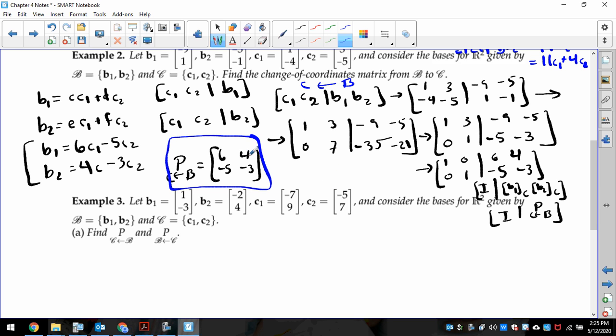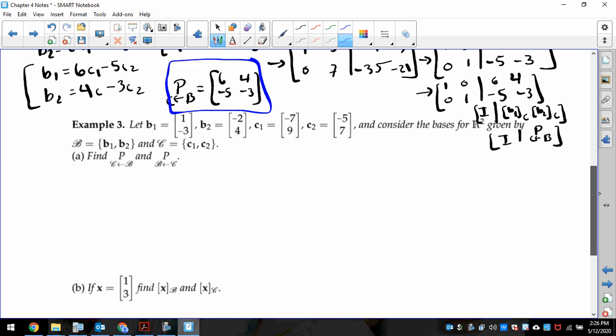So this notation is actually quite helpful because it helps you remember what direction things are supposed to go, and it also helps you remember what direction you're supposed to feed things. So I'm supposed to feed vectors on the right side in terms of B, and this will change them to vectors in terms of C. So this notation is a little awkward because it's an arrow pointing to the left, but it's definitely helpful when it comes to setting it up and solving.